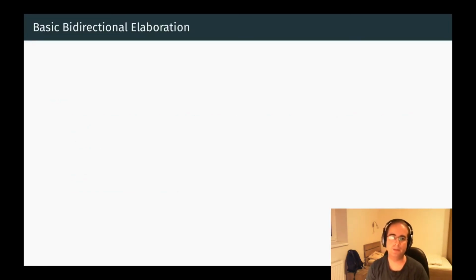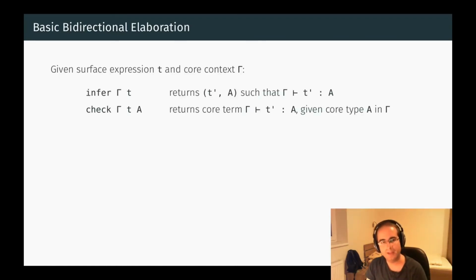Since the paper's algorithm is an extension of bidirectional elaboration, first we shall briefly talk about it, then look at its shortcomings with respect to handling first-class implicit functions, then finally look at the solution presented in the paper. Bidirectional elaboration consists of two functions defined by mutual recursion on surface syntax. Let's assume a surface expression t and a core context gamma. The purpose of elaboration is to create something in the core syntax from a surface expression. First, we have the infer function, which takes as input a core context and a surface expression and returns a core expression together with its core type. The check function additionally takes as input an expected core type and returns a core term with that type.